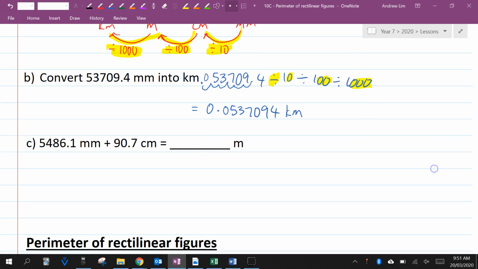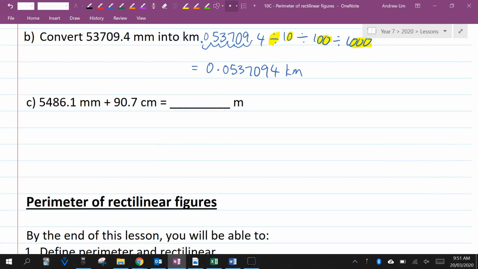Okay, in question C, we've got 5,486.1 millimeters plus 90.7 centimeters is equal to how many meters? So we need to convert each of these into meters. 5486.1, we need to divide that by 10 to turn it into centimeters, and by 100 to turn that into meters. So we're moving left 3 times. 1, 2, 3. 5.4861 meters.